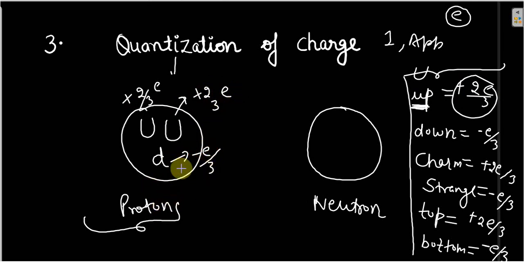So now what is the overall charge if you add all these charges? 2 by 3, I will take e common, just a minute.